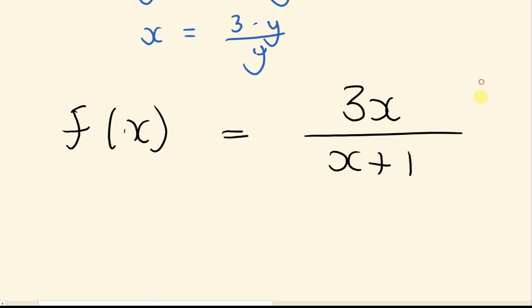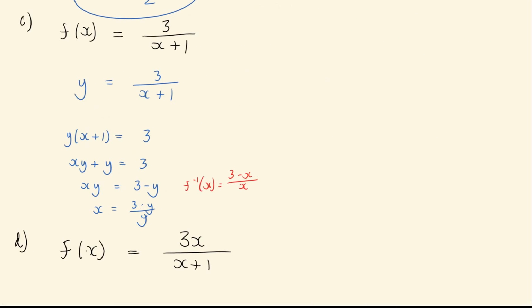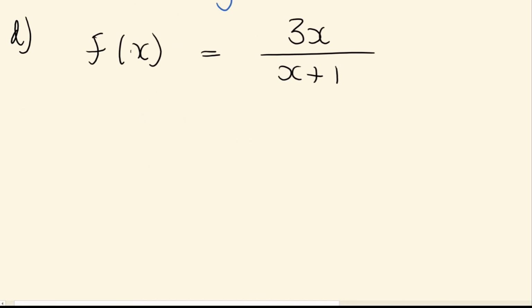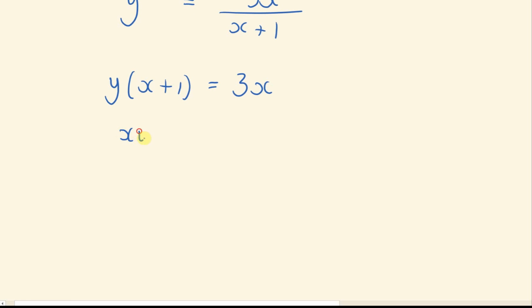Okay, last example, the inverse functions. This one's slightly harder. So it's the same question, except I've changed the 3 into a 3x. So the first 2 steps are the same. We're going to replace the f of x with a y, and we're going to times both sides by x plus 1 to get rid of all fractions. And also, like before, I'm going to expand out the bracket straight away. Now, this one's slightly harder because we have 2 terms which have x's in them.